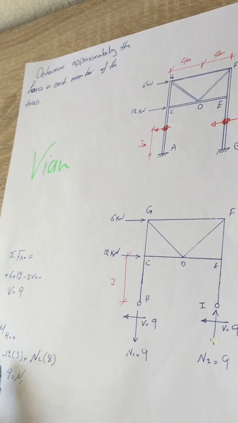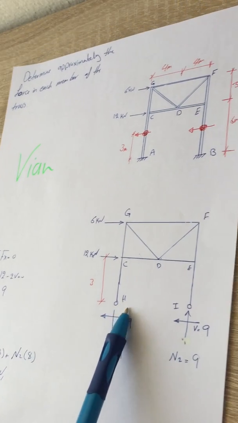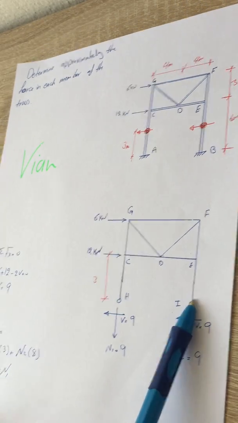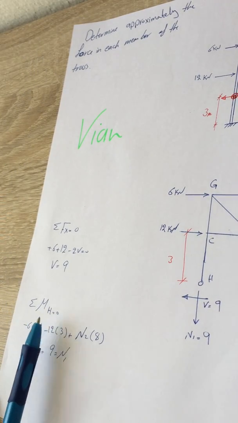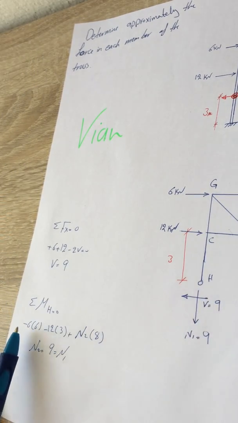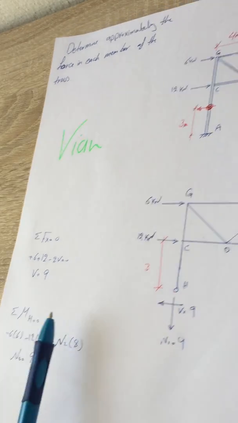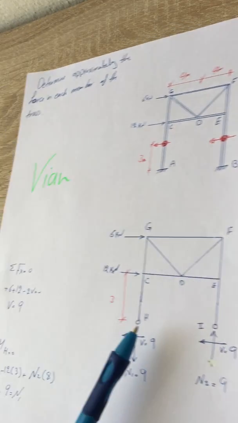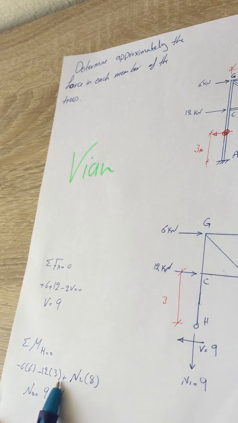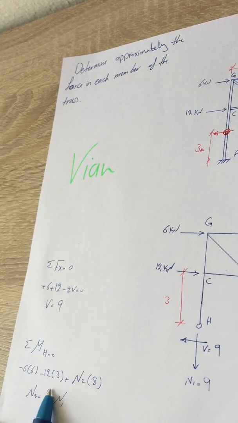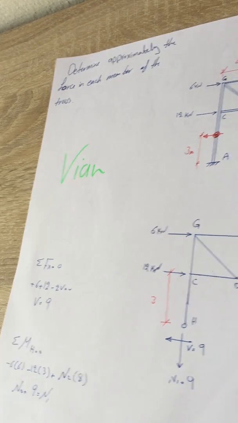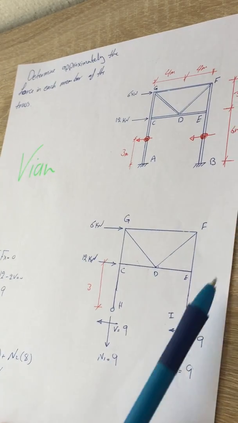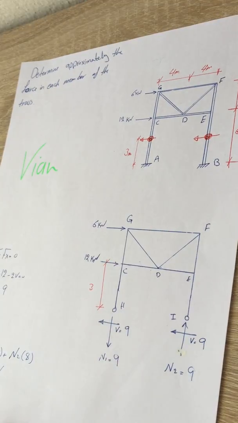How can I find these? Well, it's going to be by summation of moment about H. I named this hinge as H and this one as H. So summation of moment about H is going to be minus 6 times 6, the distance, because here we have 3 and here that I cut it, it's going to be 3, minus 12 times 3 plus N2 times 8, which is the distance. So N2 is going to be 9, which equals N1, but they're in different directions. So if you take the summation of Fy and summation of Fx, it's going to be 0. That's how you know it's in equilibrium and you solved correctly.